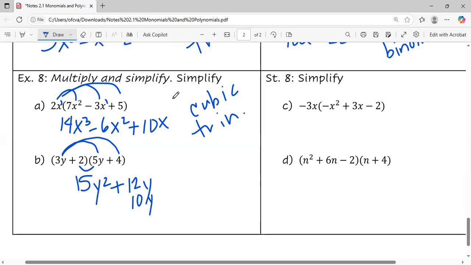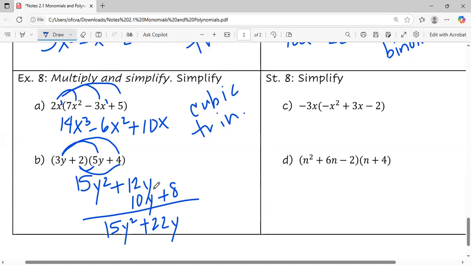So these are the inside terms: 2 times 5y, that's 10y, and 2 times 4 is 8. So for your final answer, the only things you're combining are the 12y and the 10y. So 15y squared plus 22y. And remember, when combining, you're no longer multiplying.